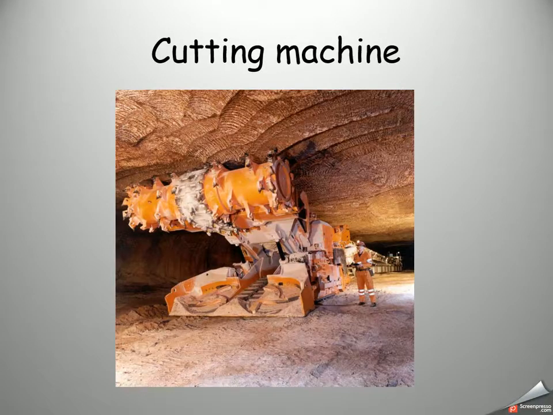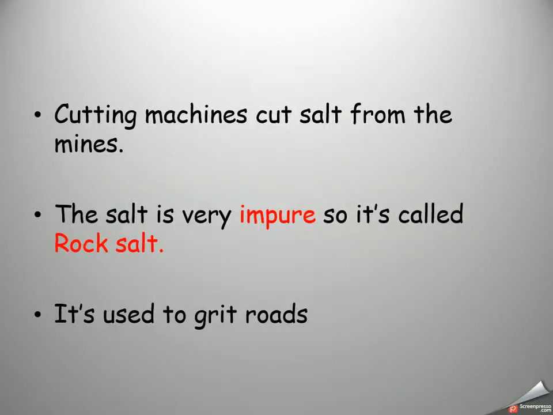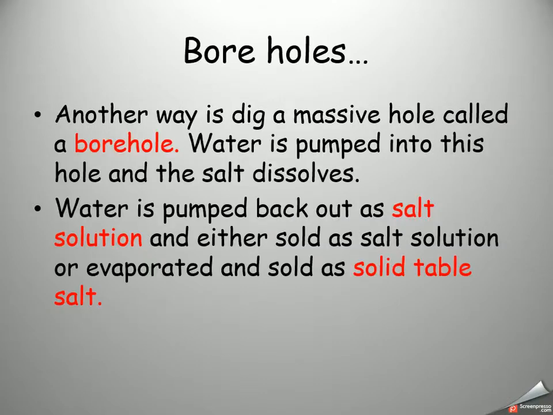Okay, number one is a cutting machine. So you use this big, massive machine, which actually cuts the salt away. Cutter machines cut salt from the mines, but the salt is very impure, so it's called rock salt, and it's used to grit the roads.